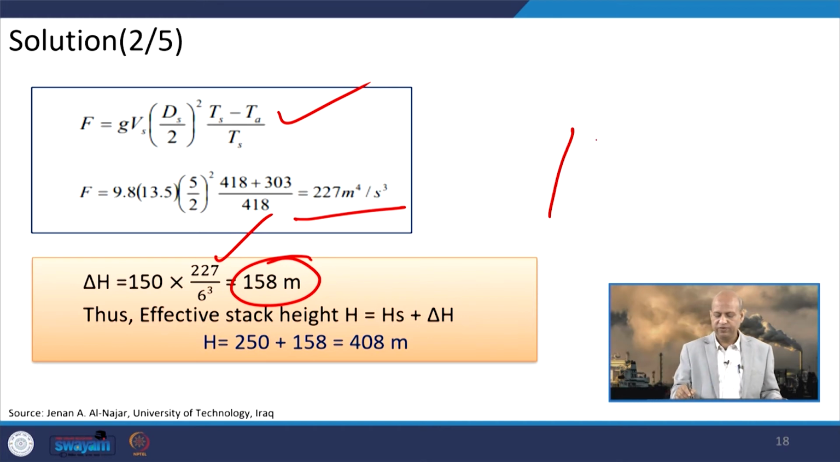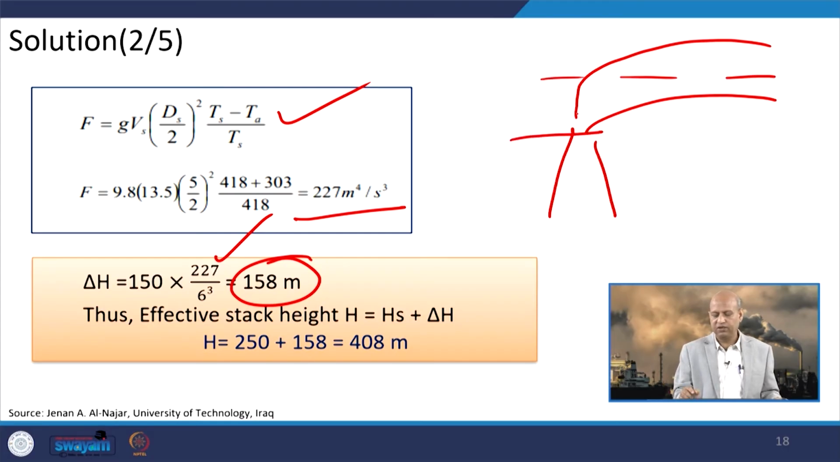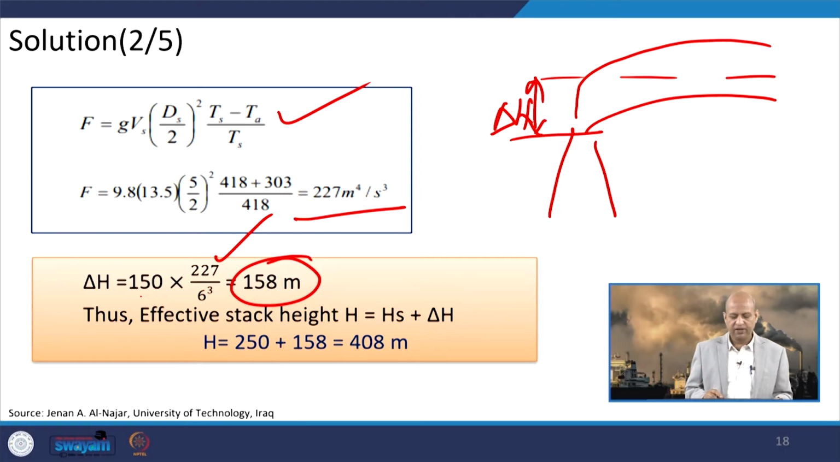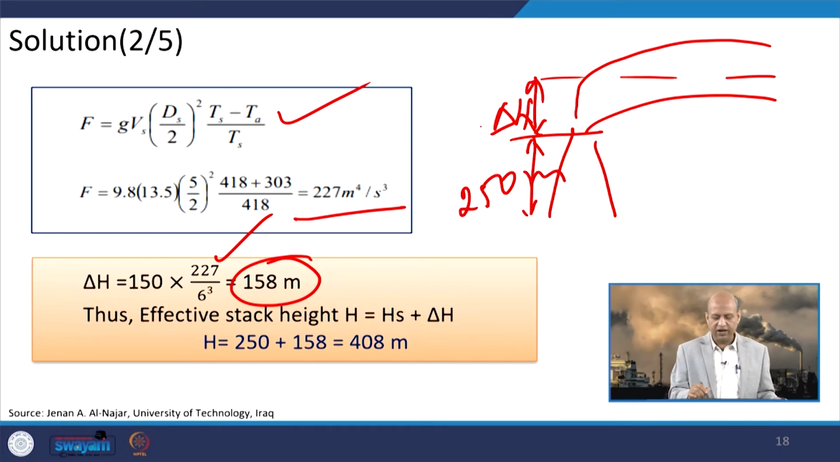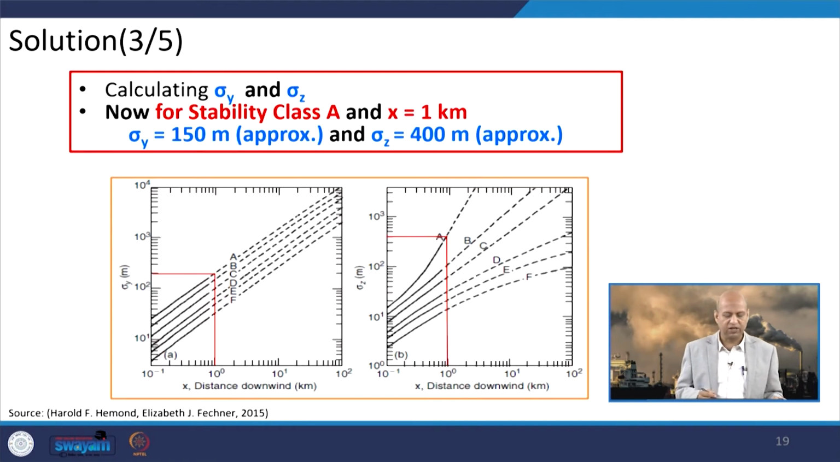Plume rise, you know, is this: there is the stack height, and then the plume goes up and disperses like this. So, at the center line of this plume from the top of the physical stack, this is the plume rise delta h. We have calculated delta h as 158 meter, and the physical stack height is already given as 250 meter. So, we add 158 to 250 meter. This is 408 meter, that is the effective stack height, which we will use for calculation purposes.